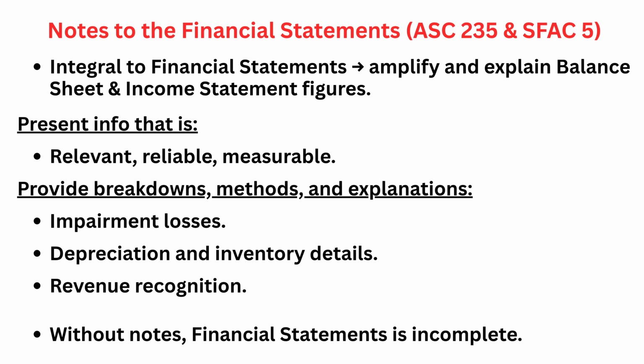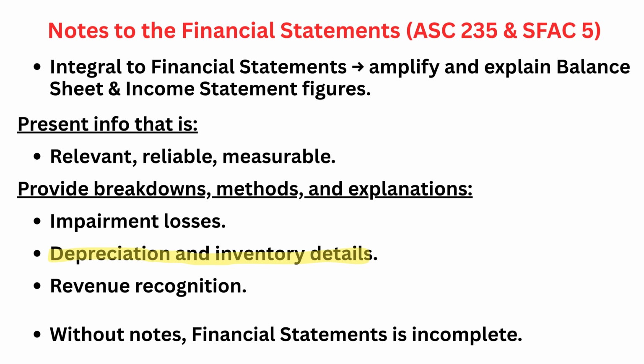The information presented in the notes must be relevant, reliable, and measurable. In other words, the notes should give users useful details, be based on sound data, and be capable of being verified. Now let us see some important examples of what the notes include. First, impairment losses. If a company has an asset, such as machinery, and its value drops permanently because of damage or market conditions, the company must record an impairment loss. The note will explain why the impairment happened and how the company calculated it.